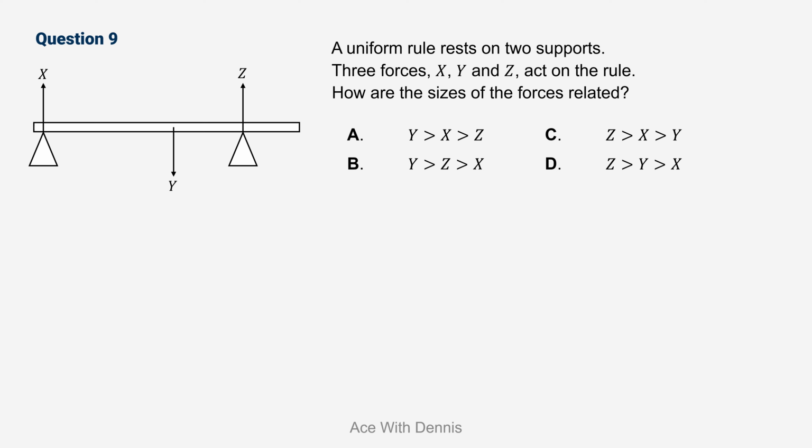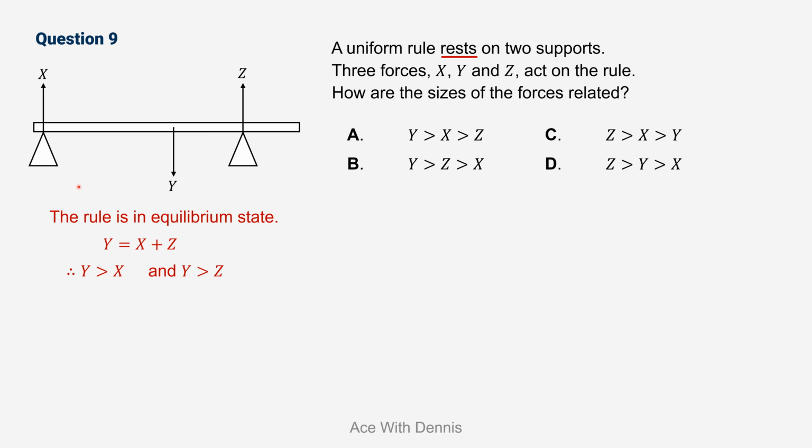To obtain the answer, let's look at the question. The keyword is at rest, which means the rule is in equilibrium state. So when the rule is in equilibrium, force Y will be equal to the sum of forces X and Z. Why? Because force Y is pointing downwards, while forces X and Z are pointing upwards. So since it is in equilibrium, force Y equals X plus Z. Based on this equation, force Y is greater than X, and also force Y is greater than force Z.